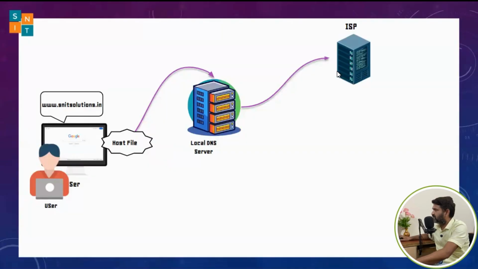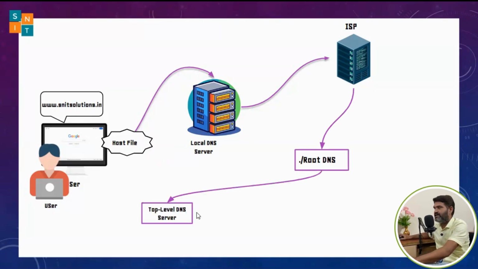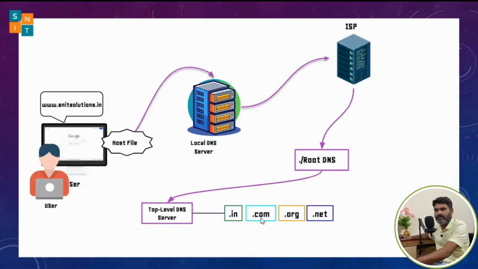www.snitsolutions.in. Now the ISP server did not find it, and it will forward that request to the internet, and in the internet that is taken by the root DNS server. Okay, and this root DNS server will search for this snitsolutions.in inside the top level domain, top level DNS, and this top level DNS, okay, will search for this, what is it? www.snitsolutions.in. And this top level DNS maintains all the information about .in, .com, .org and .net.